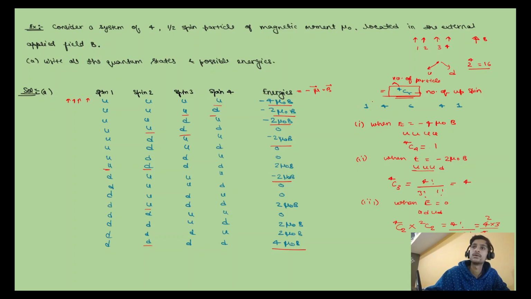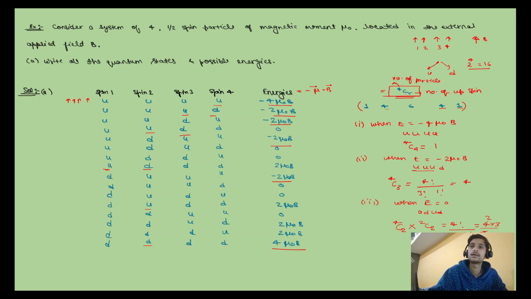Now if you notice here, you have a pattern. This pattern is like 1 4 6 4 1. This 1 is representing the number of possible ways in which you can arrange the system to give you a net energy of minus 4 mu naught B. Or this final 1 is representing the number of ways in which you can arrange the system to give 4 mu naught B energy. Similarly, this 4 and this 4 and this 6.